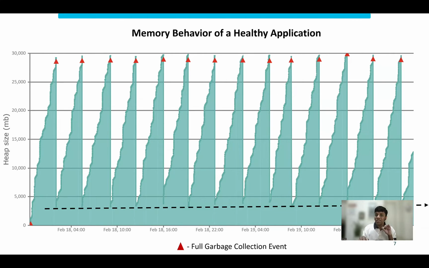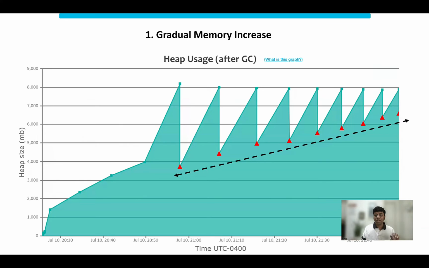Now, let's look at how the memory behavior pattern of an application which suffers from a memory leak is going to look like. And this is how it will look like. You will see a gradual memory increase. See, look at this. The request is coming, the memory is building up. Now it has gone to this 8 GB limit because the Xmx, the heap size for this application, is configured at 8 GB. So it cannot go beyond 8 GB. So it went here and then it dropped. Look where it dropped. Initially it dropped to 4 GB.